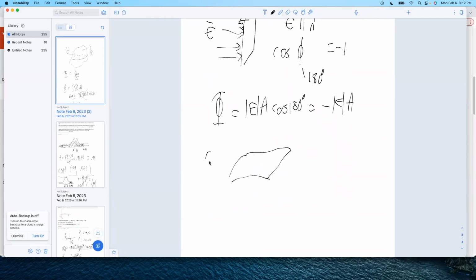So I've got my electric field flowing parallel to this surface. It's flowing right along the surface. It's not passing through it at all. My normal vector points perpendicular to the surface. E is perpendicular to the normal vector. It's parallel to the surface. The cosine of 90 degrees is 0. There's no flux passing through the top of this cube.